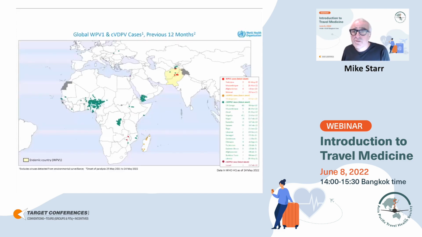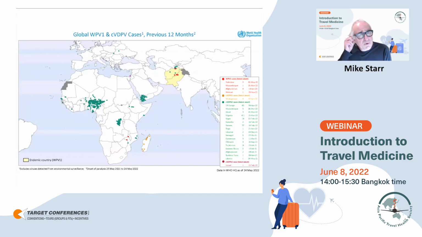Sometimes it's given in combination with polio vaccine, and this is a map of global wild-type polio and vaccine-derived polio cases in the last 12 months, as of just a week or so ago. And you can see here that there are still wild polio cases around the world in Pakistan, Mozambique, Afghanistan, and Malawi. And then a number of countries where there are vaccine-derived cases, which are of importance because there is the possibility of transmission of virus from these people.